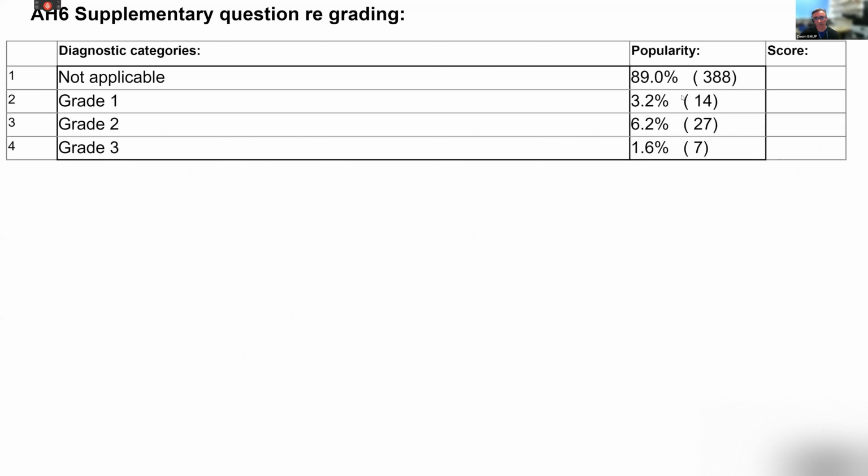So again, not total concordance in this case. So 89% didn't think it was applicable. That's probably the correct answer. Well, that is the correct answer. And then just shy of 50 people still wanted to grade a chromophobe RCC. So I would say 1 scores 1, and then 2, 3, and 4 score 0.